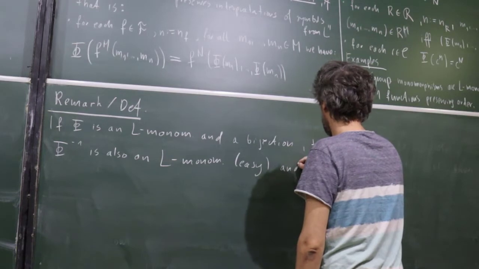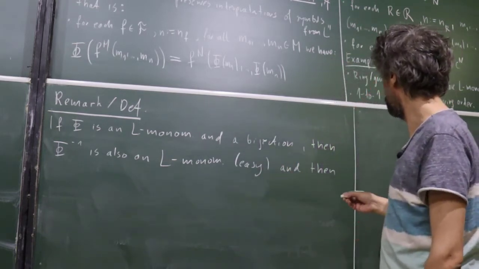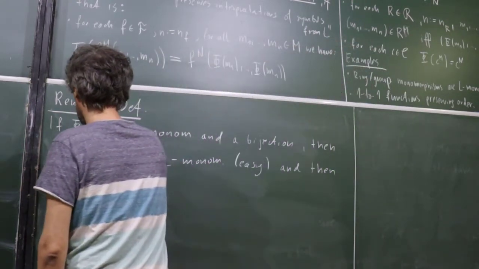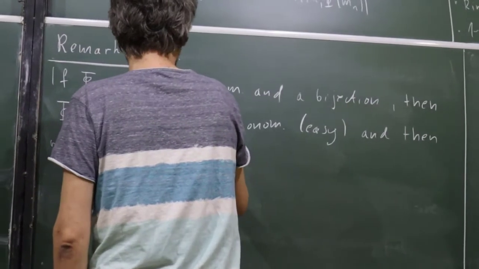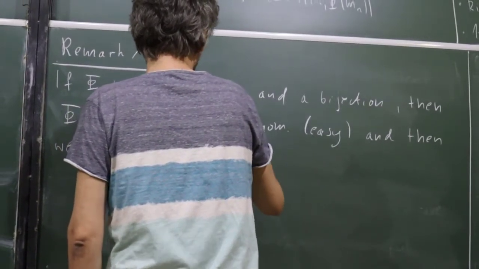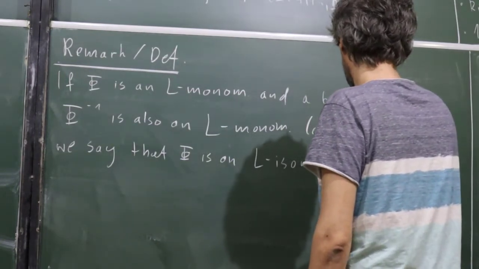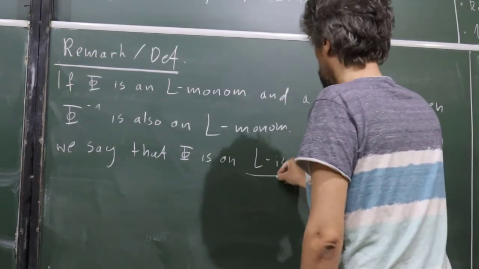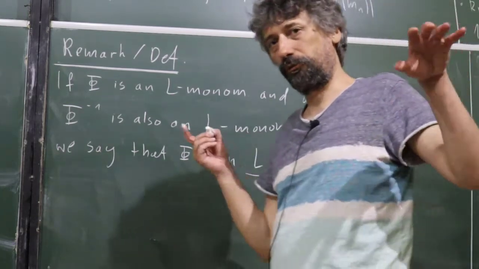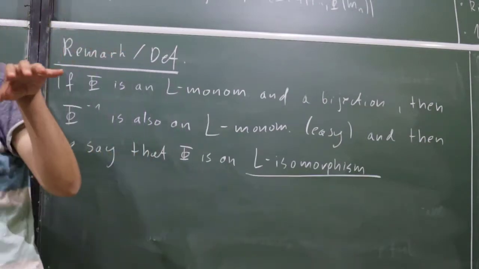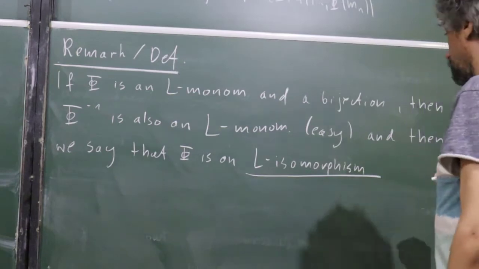And then we say that this is an isomorphism, or L isomorphism. Yes, in practice we skip this L, but sometimes we don't. If you want to make sure this is an isomorphism of groups or rings, then we kind of say what this L is. Denoted.